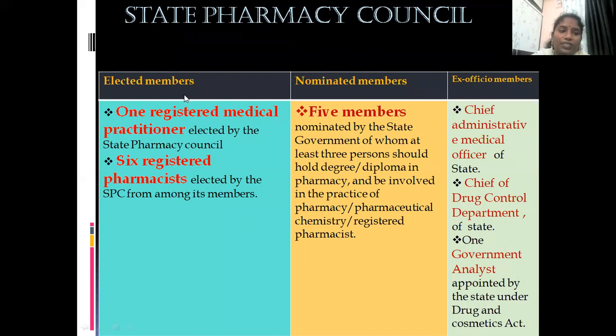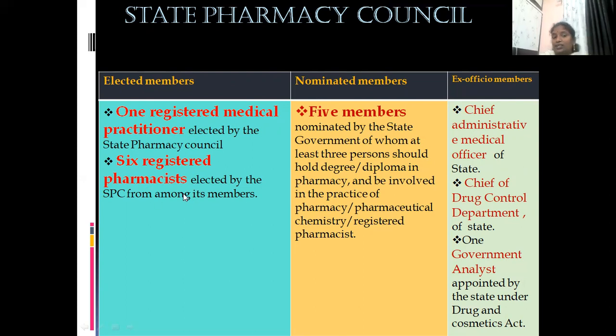Coming to the State Pharmacy Council. The State Pharmacy Council, same as the PCI, has elected members, nominated members, and ex officio members. In the PCI, 6 members are from the teaching staff, but here there are no 6 members. Here there is only 1 registered medical practitioner, that is a physician, and 6 registered pharmacists.